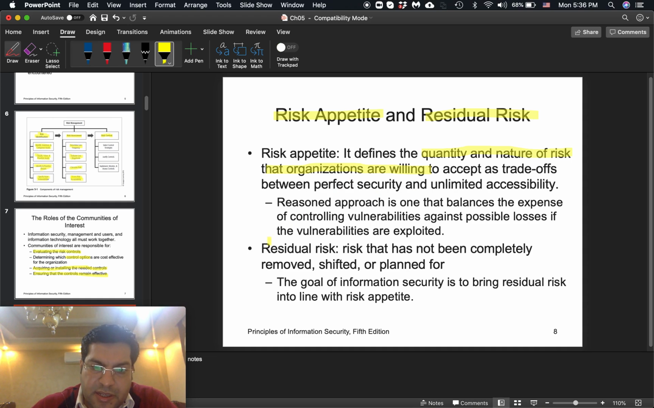The second thing is residual risk, the remaining risk. After the implementation of the security controls, after the implementation of the security safeguards, there are some risks left that my security measurements do not cover. The remaining risks are called residual risk. It is the risk that remains after I applied my security controls; I still have a part of the risk that I could not cover.